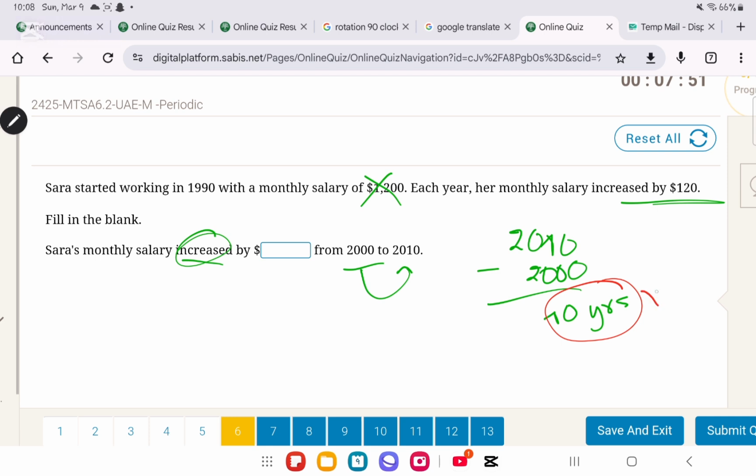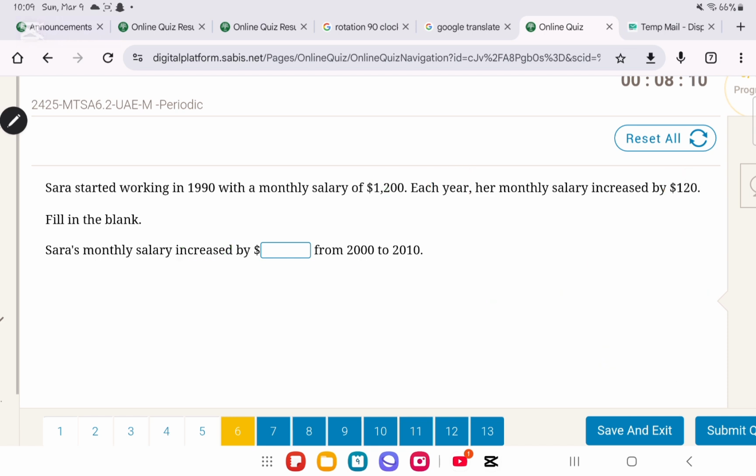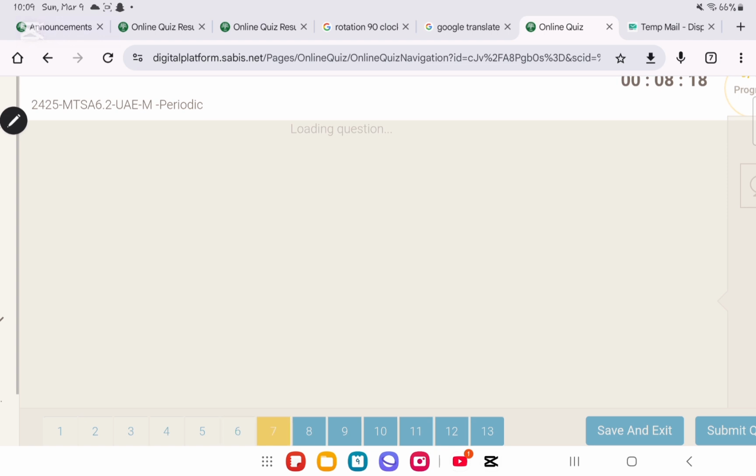So it's going to be 10 years multiplied by the increase, not per month, per year. So per year, the increase is $120. Pay attention to the wording. So it will be $1,200. So in 10 years, her monthly salary would have increased by $1,200. We move on to question number 7.